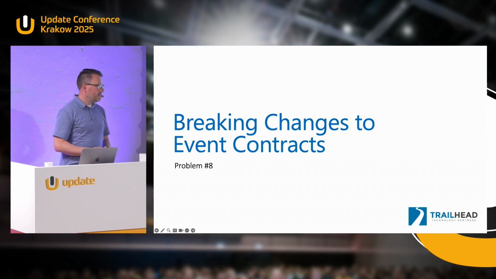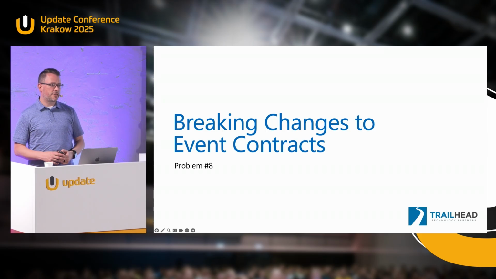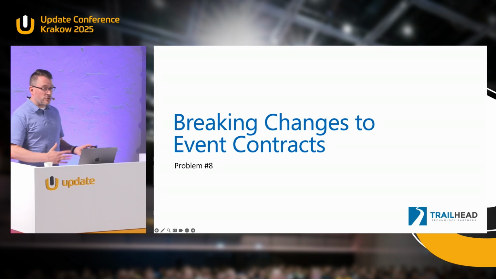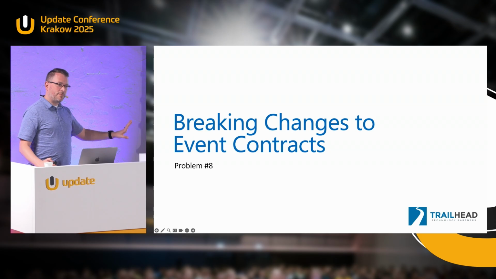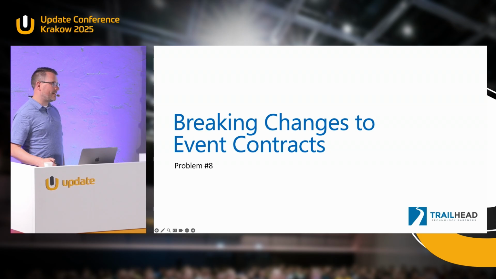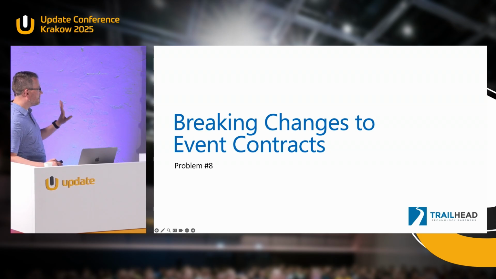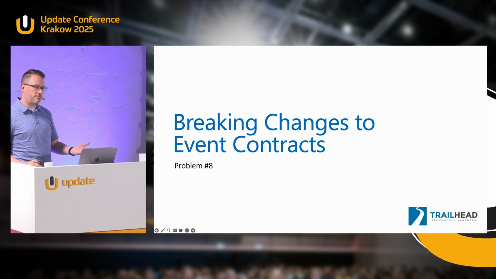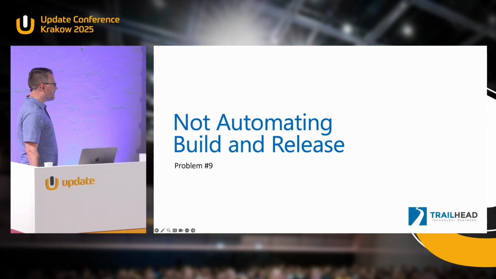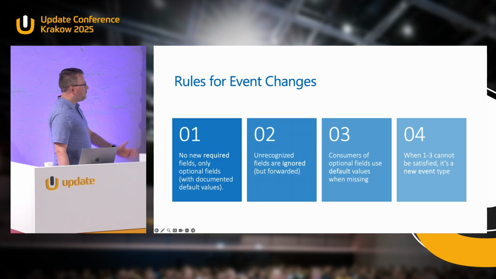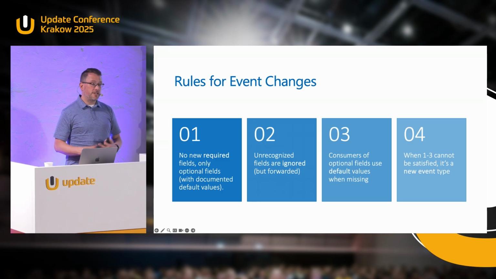Problem number 8 is breaking changes to your event contracts. Once you get past most of these other problems, you're going to get to the point where you have a well-defined and a well-designed microservices architecture. This is a problem that really only happens to people once they have a well-defined and designed microservices architecture. Now you've got all these events that are going on between your different services, and oops, now you need to change one. There's a new feature you didn't predict ahead of time. You need to change something. So what do you do? There's 4 basic rules that I think about for how to change your microservices.